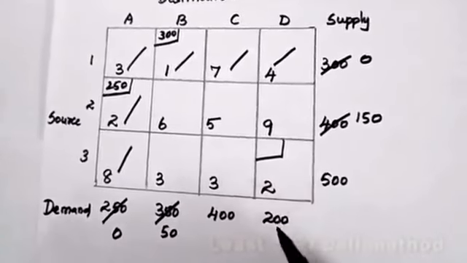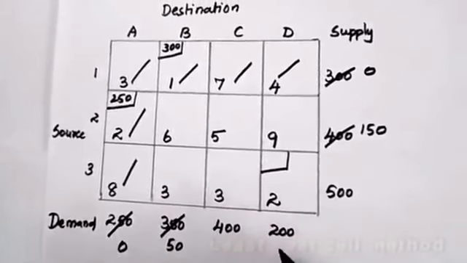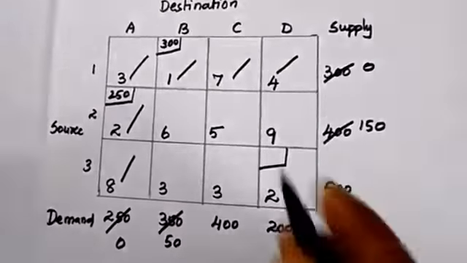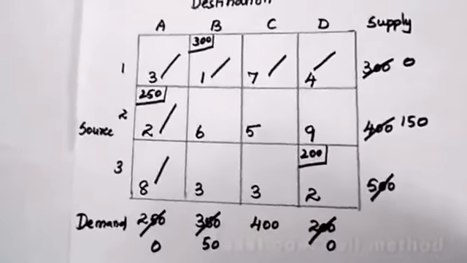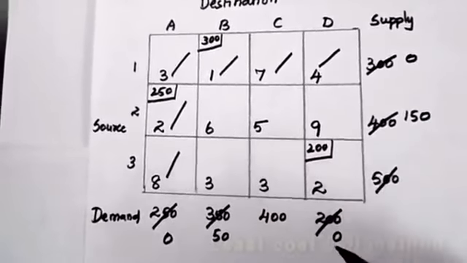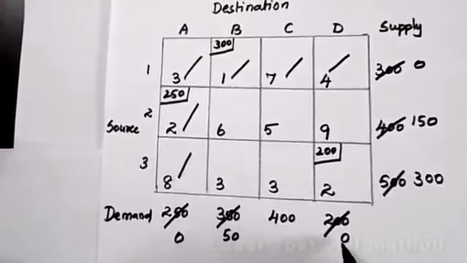Demand and supply. Demand 200 and supply 500. So which one is lesser value? Demand is lesser than supply. So enter 200 here. 200 allocated will get 0. Here the balancing figure is 300. This 0, no, just cancel this column.